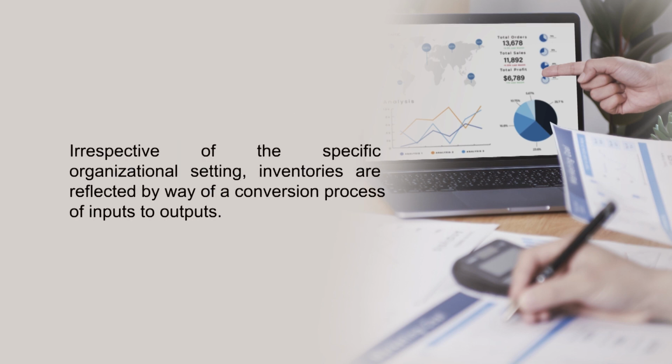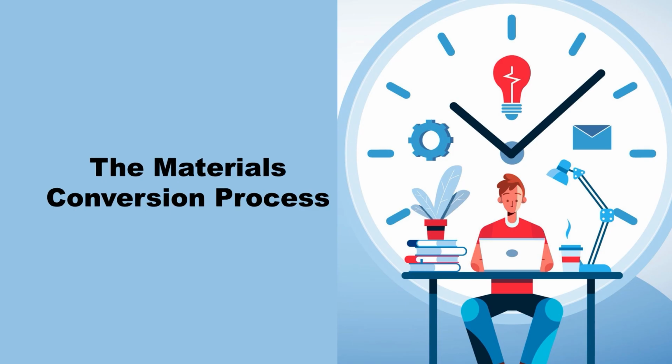Irrespective of the specific organizational setting, inventories are reflected in the conversion process of inputs and outputs. We take inventory of the raw material as input and take out the finished product, which is also inventory. There is a material conversion process: we have an input, a production system, and by it we get an output. There is a feedback from the output to the input before the conversion process, so that we can note where an error is, and if any error is there, it should be modified.